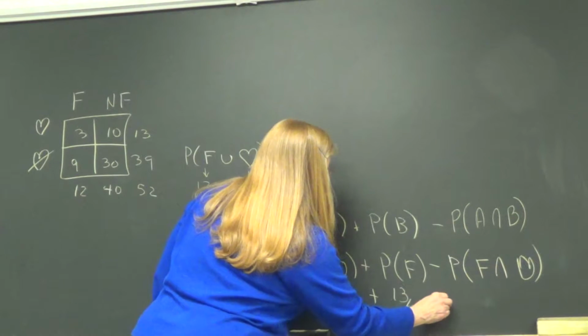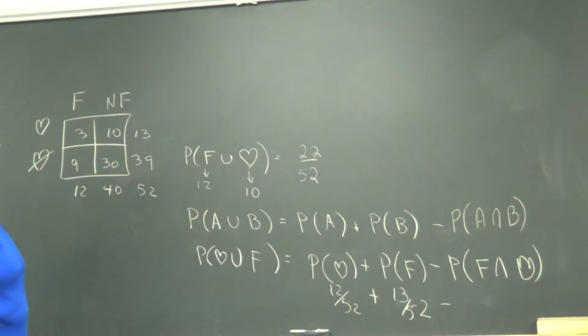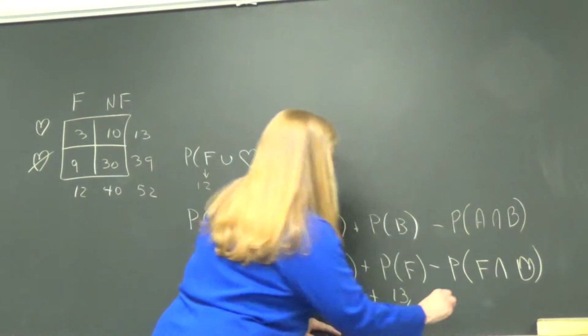And minus, MK, what's the probability of getting both face and heart? 3 out of 52. All right, does that come out to 22? Yep.